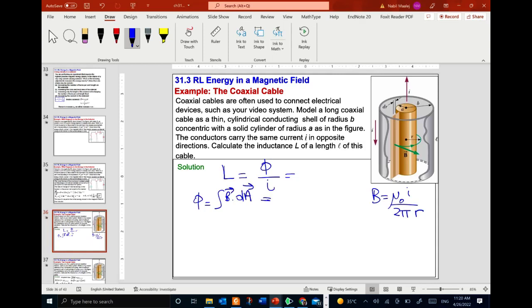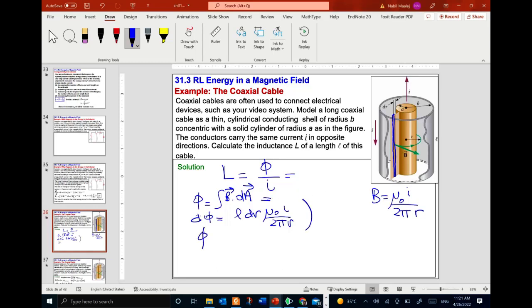So let me try to determine it element by element. Let me take this element here, and determine the flux through it. This element has a length L and has a width dr, so the area is L times dr. So let me call this d phi. It's L times dr times the magnetic field at that point, which is mu 0 I divided by 2 pi r. Okay, so this is d phi.